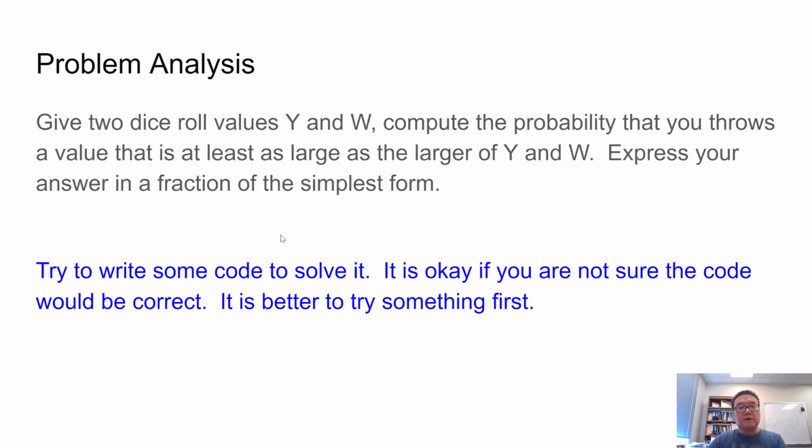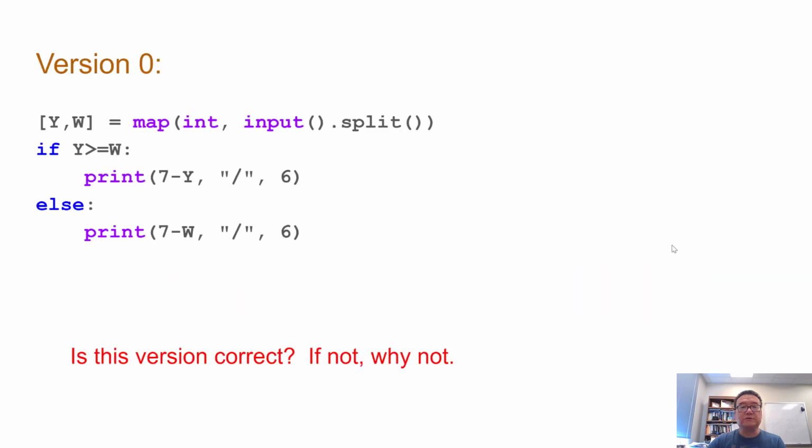So I encourage you to try writing some code to solve it. In fact, it's okay to start writing the code even though you are not sure the code would be correct, or even when you're quite sure that the code wouldn't solve the problem completely. It's okay to try something, see how it works, and then think about whether there are ways to fix the problem. So it's better to try instead of only thinking. Once you start typing and start seeing examples, there will be more feedback that helps you come up with the correct solution.